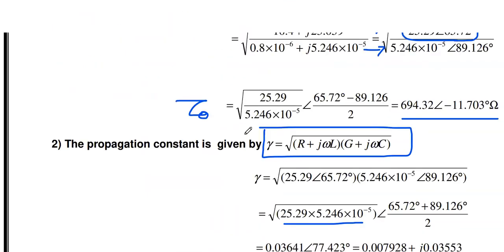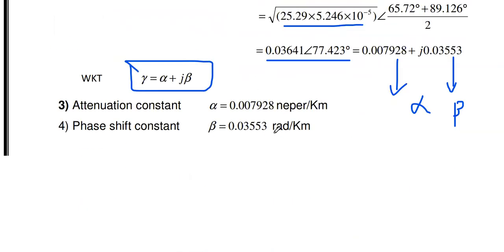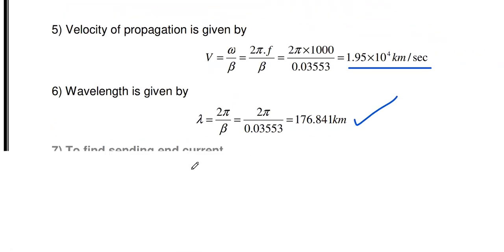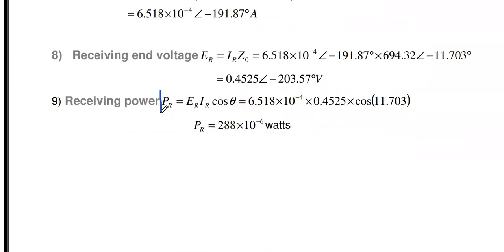Okay. Then in this question, additionally, apart from alpha, beta, lambda, V, also find the received power. This is one important extra thing we have to find out. The received power PR means the power received at the receiver side. It is the product of receiving end voltage, receiving end current, into cos theta, where cos theta is the power factor, and theta is the angle difference between ER and IR.